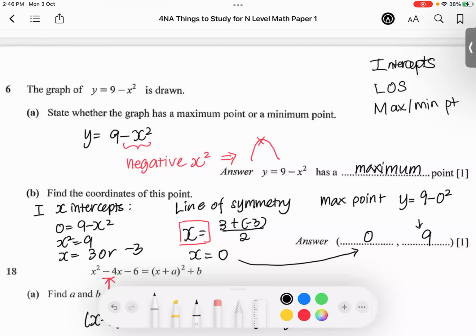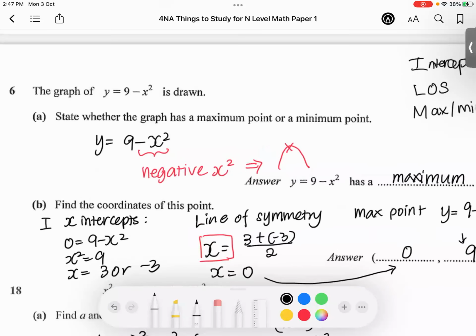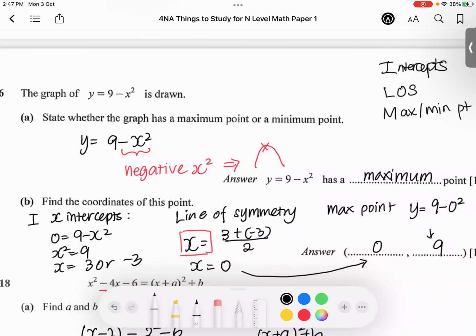Except sometimes when it comes out in completed square form, but the working still can work, just that it's a little bit longer. You do it using your calculator. So let's take a look at this question itself. This is a little bit different from the normal one because they did not factorize it for you. Then they ask you, does this graph have a maximum or minimum point? How do I know? I look at the coefficient of my x squared. Is my x squared coefficient a positive or negative number?